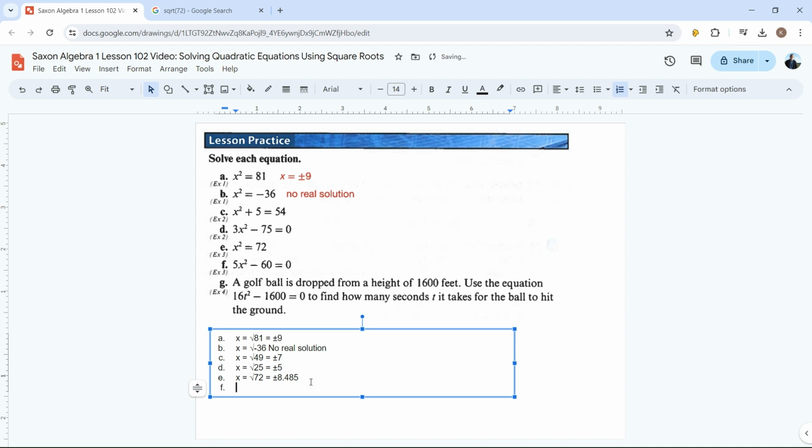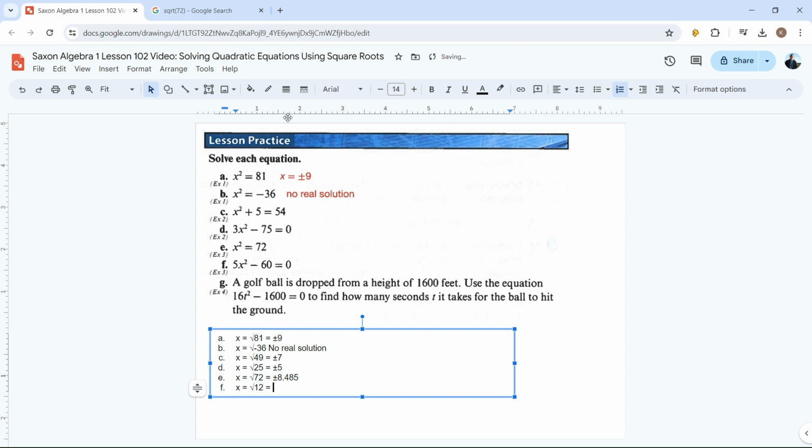In letter F, we have 5x squared equal. I'm just going to add 60 to both sides right away. 5x squared equals 60. I'm going to divide both sides by 5. 60 divided by 5 is 12. So I get x squared equals 12. Or if I take the square root of both sides, I get x equals the square root of 12.